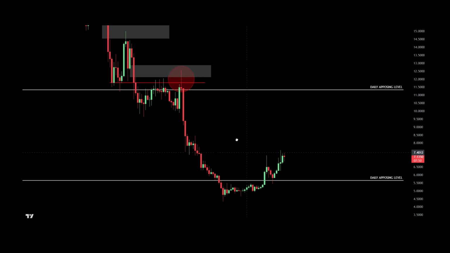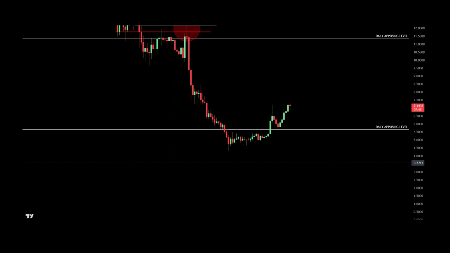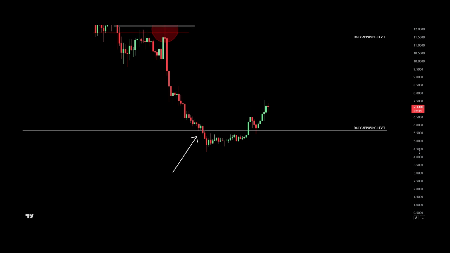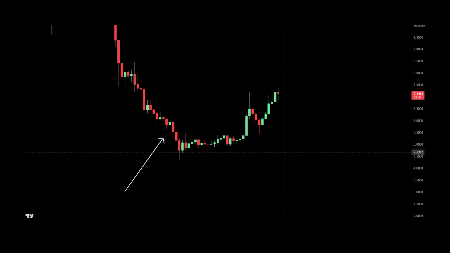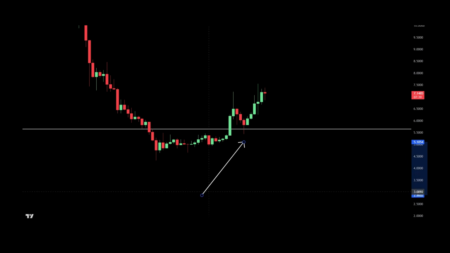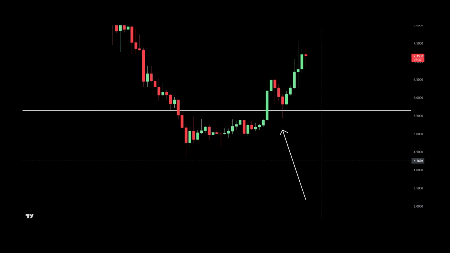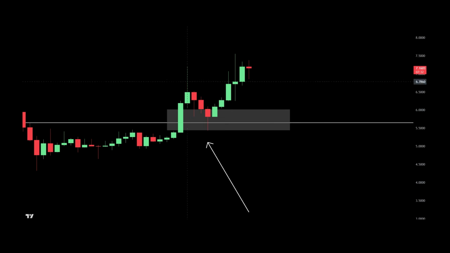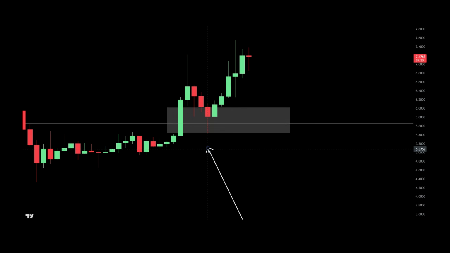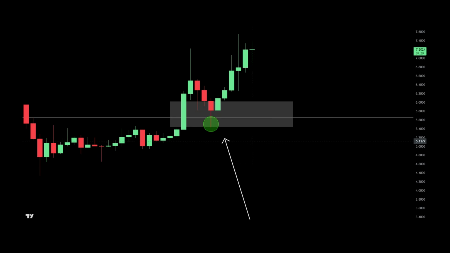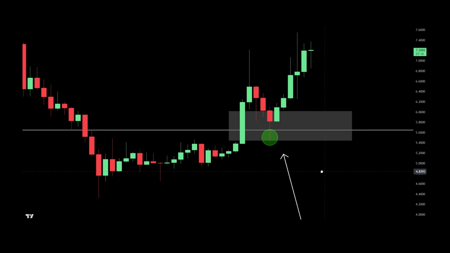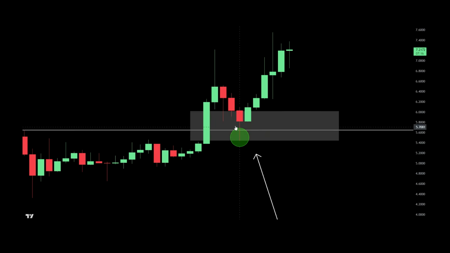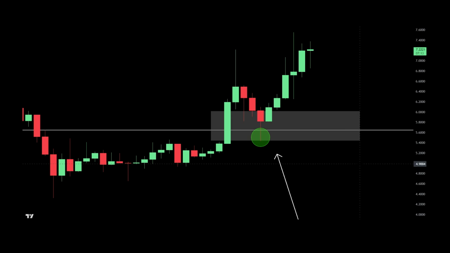Price breaks down, comes down to this daily opposing level, breaks out of the level, then it comes back into the level. Now notice this, just notice the precision here. As it breaks back into the level, notice it leaves behind a fair value gap. So it taps into this fair value gap and taps exactly into the opposing level. Guys, you cannot make this up. Look at the precision of it tapping exactly into that opposing level.